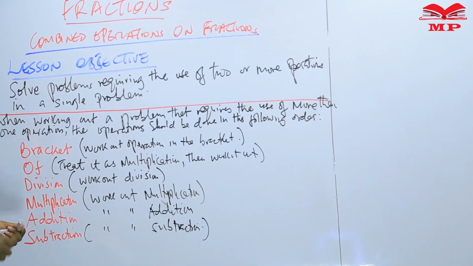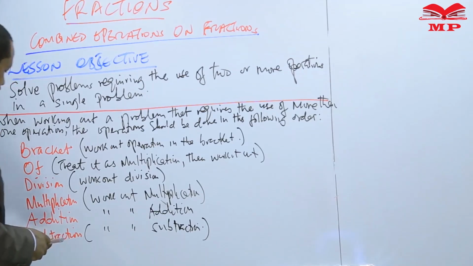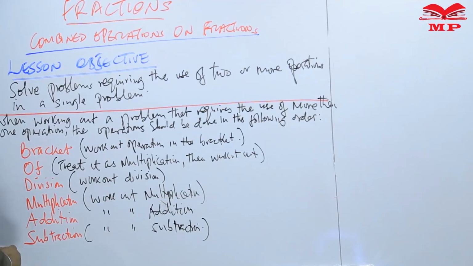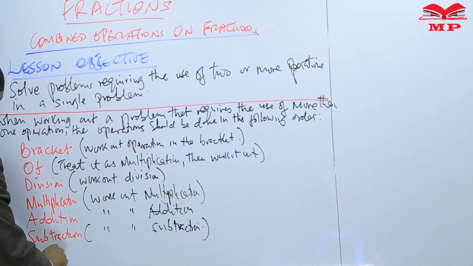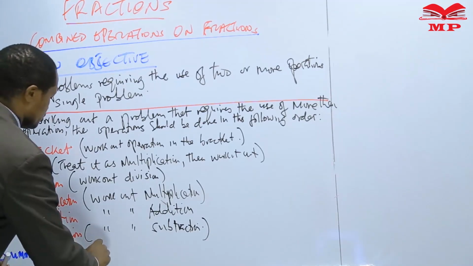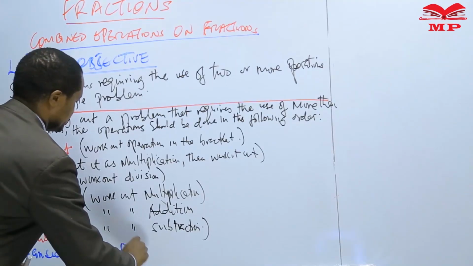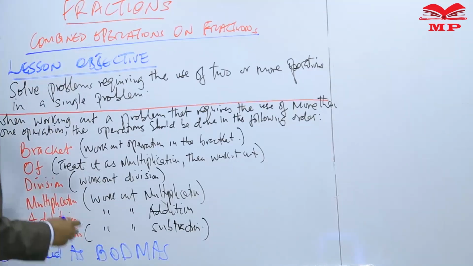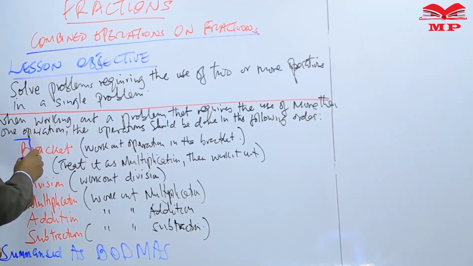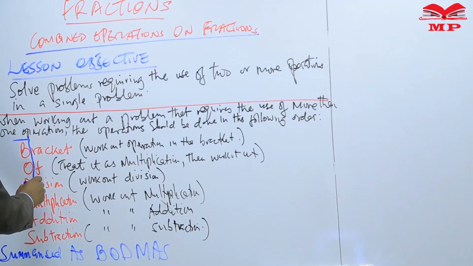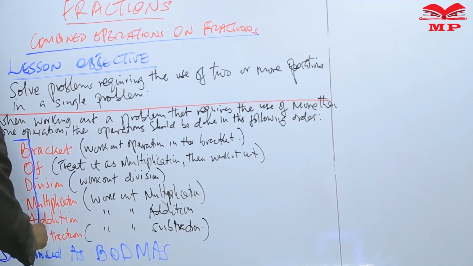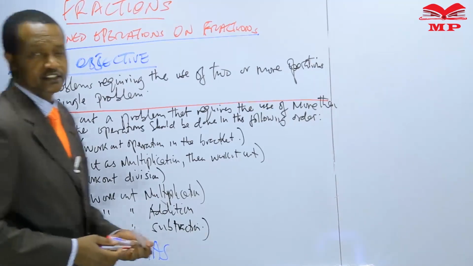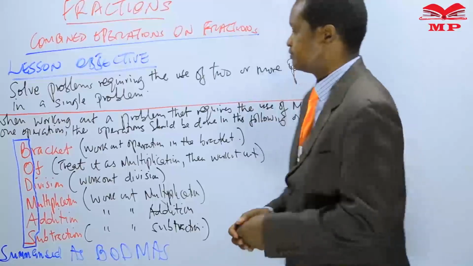So this order can be summarized as BODMAS. B for brackets, O for off, D for division, M for multiplication, A for addition, S for subtraction. BODMAS. Is that clear? It has to be clear.